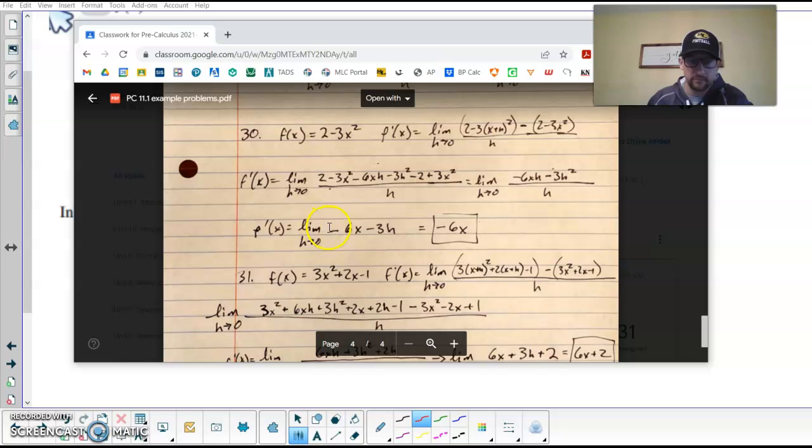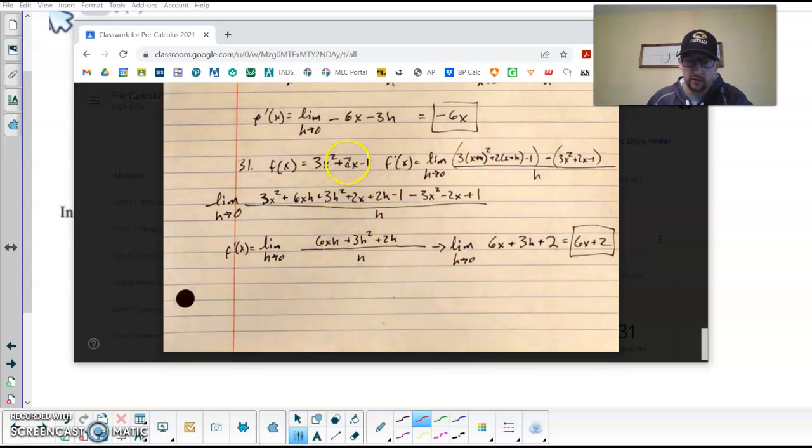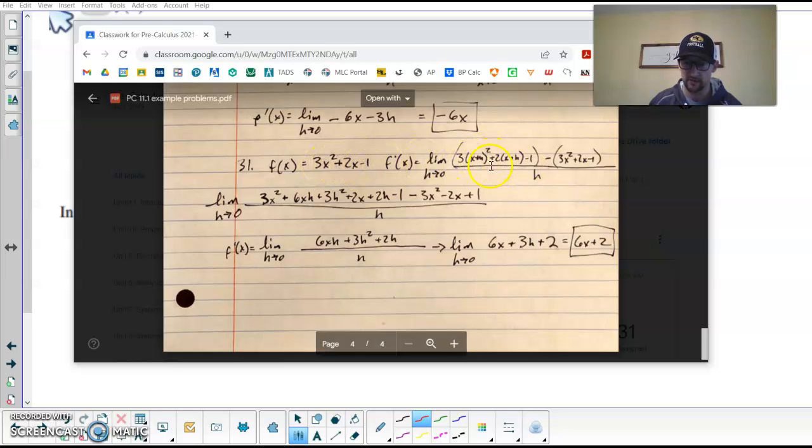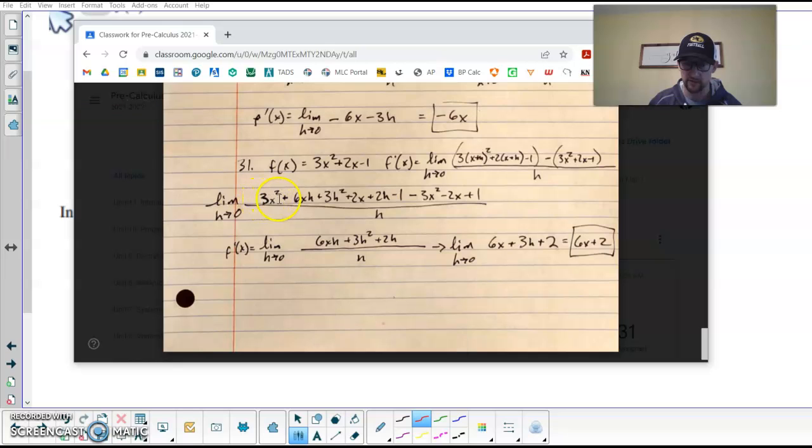Neat, huh? Final one. 31, 3x squared plus 2x minus 1. Let's find the derivative. f prime of x equals the limit as h approaches 0 of the f of x plus h. x plus h gets plugged in for that x and that x. Minus the f of x, the original function. Do a bunch of algebra. I'll let you kind of walk through this.